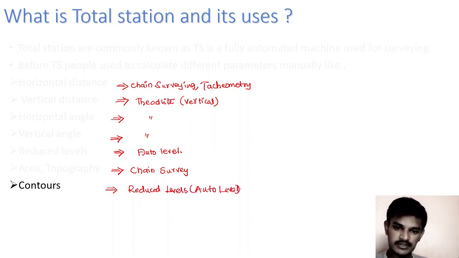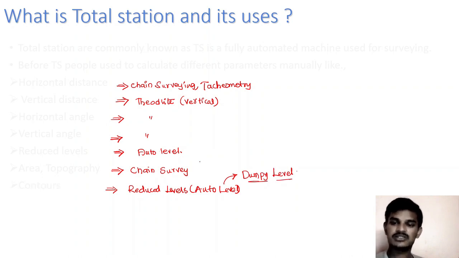We have also seen different methods of calculating reduced levels, right? We have also seen auto level, and we have also tried to explain the difference between auto level and dumpy level as well, right? These are the two instruments that are used to calculate the reduced levels, right? So these are all the experiments that we have done so far. Now we are going to learn particularly about total station, which does all these operations simultaneously, right?